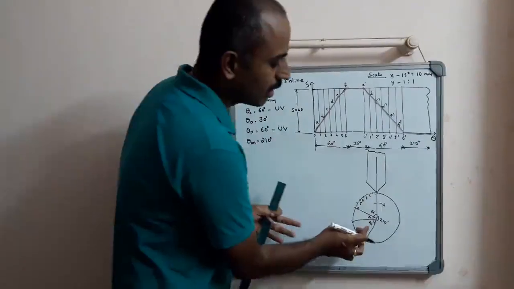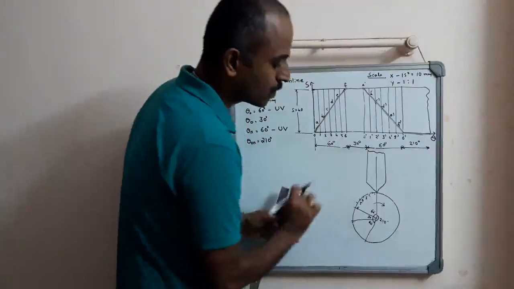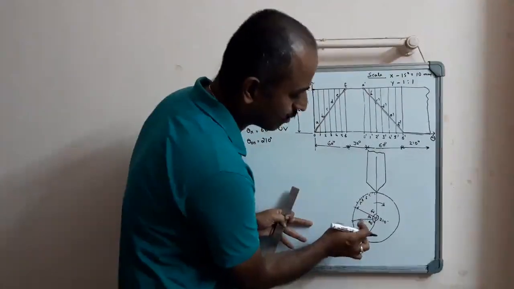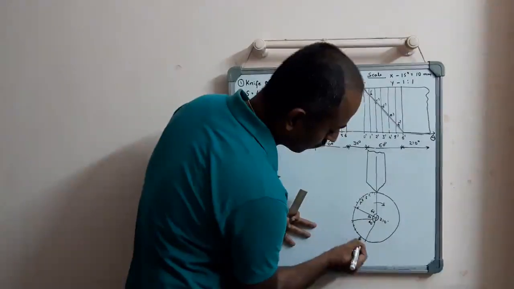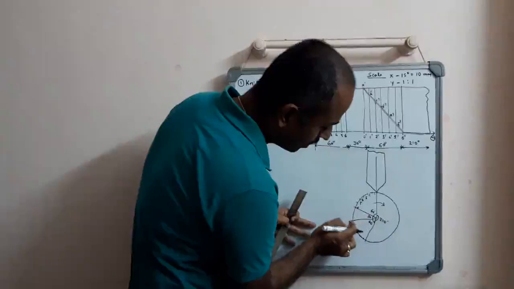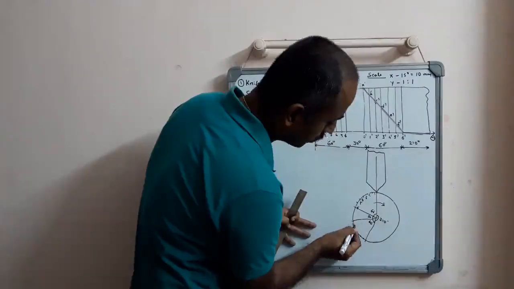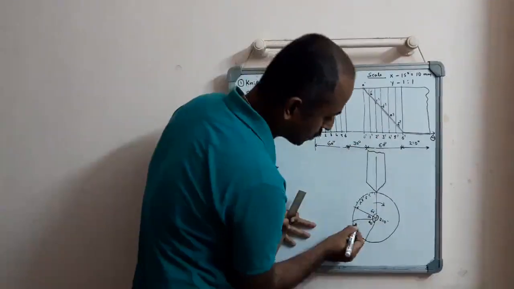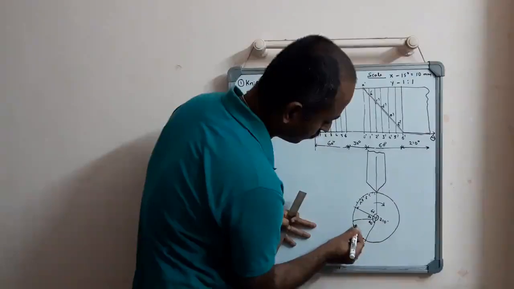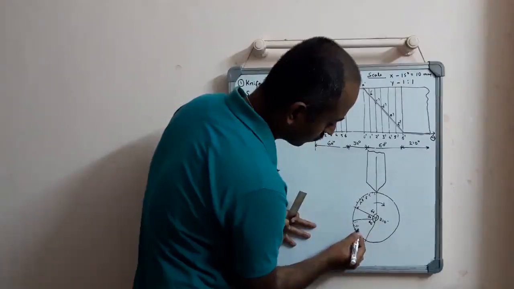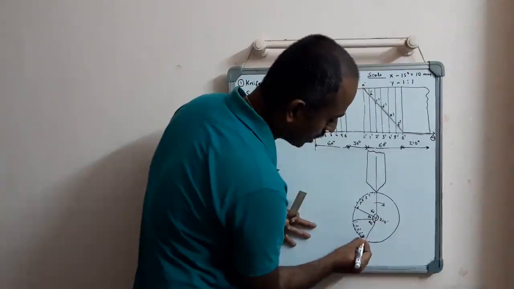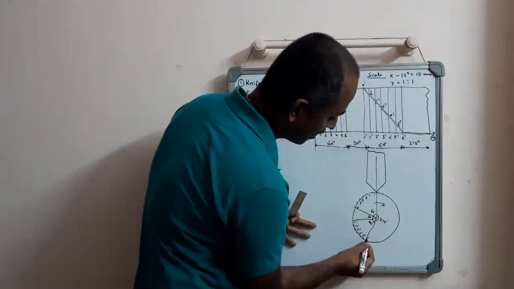Divide the return stroke region also into 6 equal parts. 60 degree by 6. These are our 1 dash, 2 dash, 3 dash points, 4 dash, 5 dash and 6 dash.